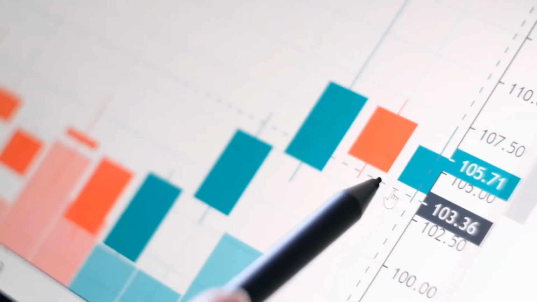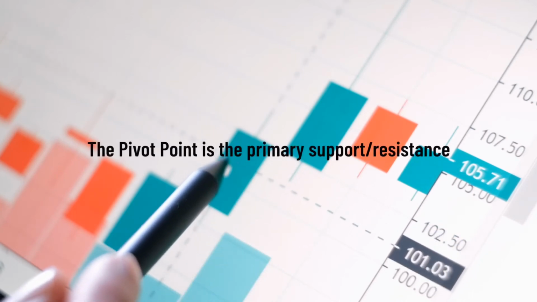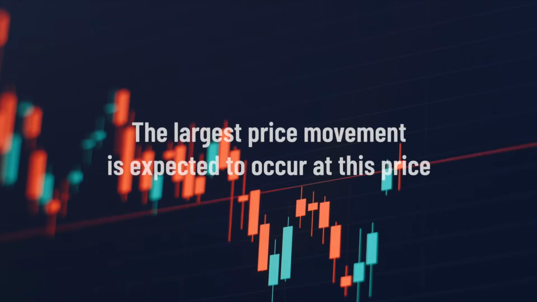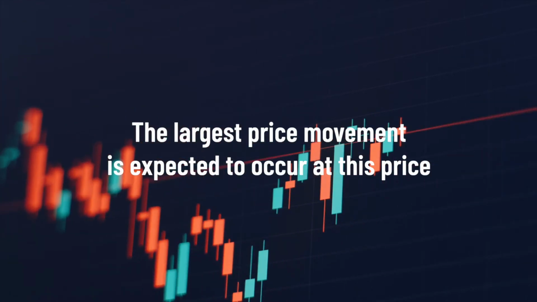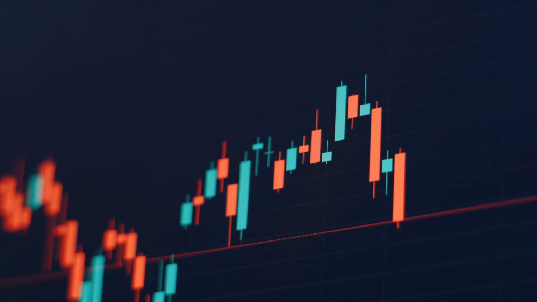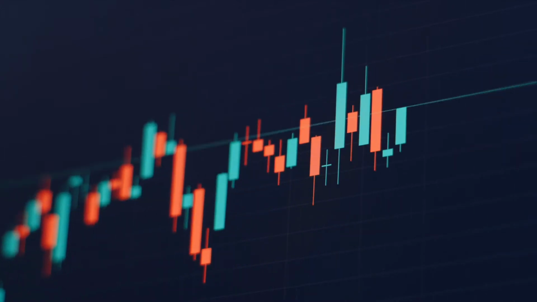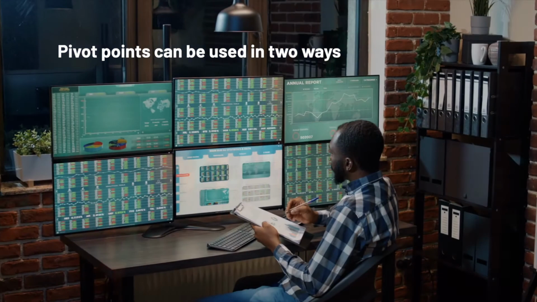It's important to note that the pivot point itself is the primary support resistance. This means that the largest price movement is expected to occur at this price. The other support and resistance levels are less influential but may still generate significant price movements. Pivot points can be used in basically two ways.